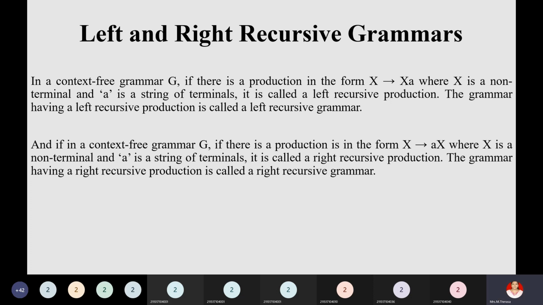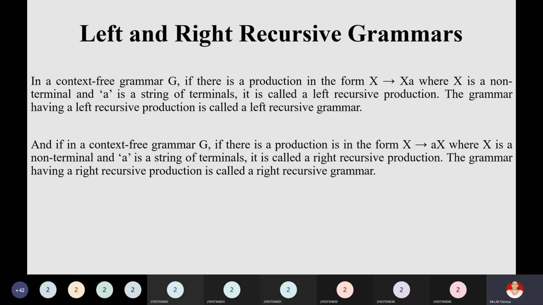Which form is called the left recursive production? See, in the left hand side of the production rule, you'll be having one non-terminal. The same non-terminal is present as the start symbol of the right hand side of the production. Then the production is called left recursive production. If the grammar contains a left recursive production, then the grammar is called left recursive grammar.